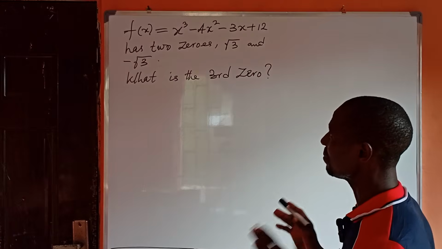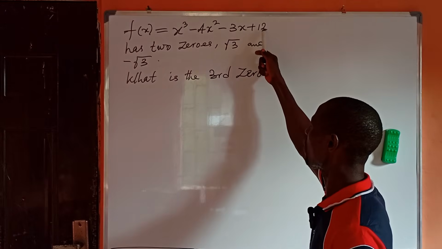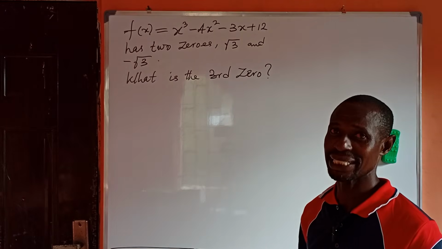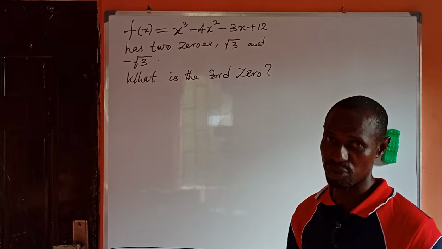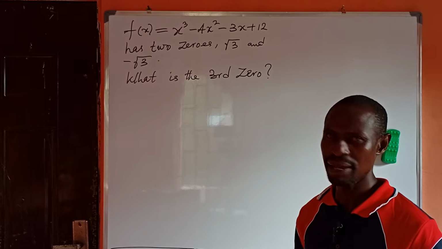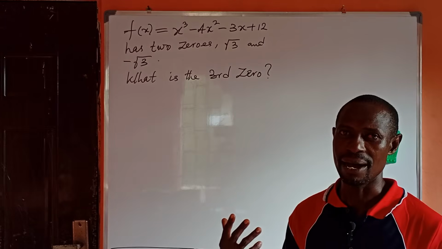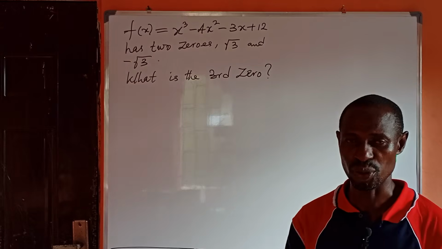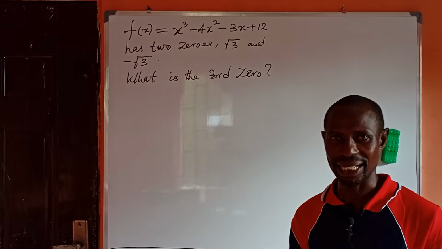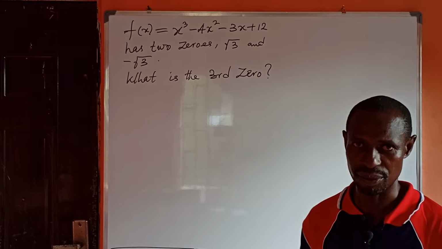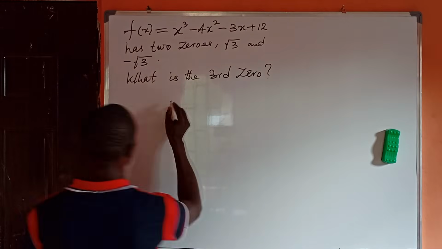Now, if you look carefully, from the factors of 12, you can get the third root from here. But how do you get the third root? If it is a theory exam, you have to show your working. How do you get it out? That is the essence of this video. So we take our solution here.